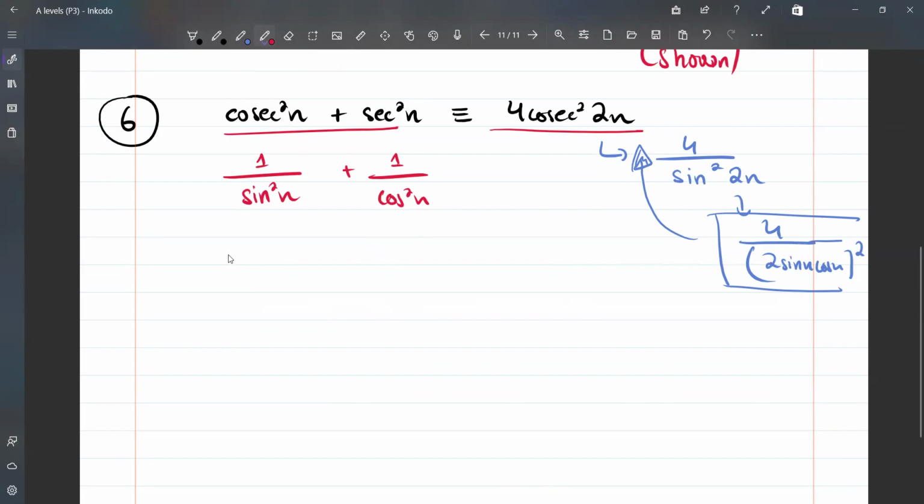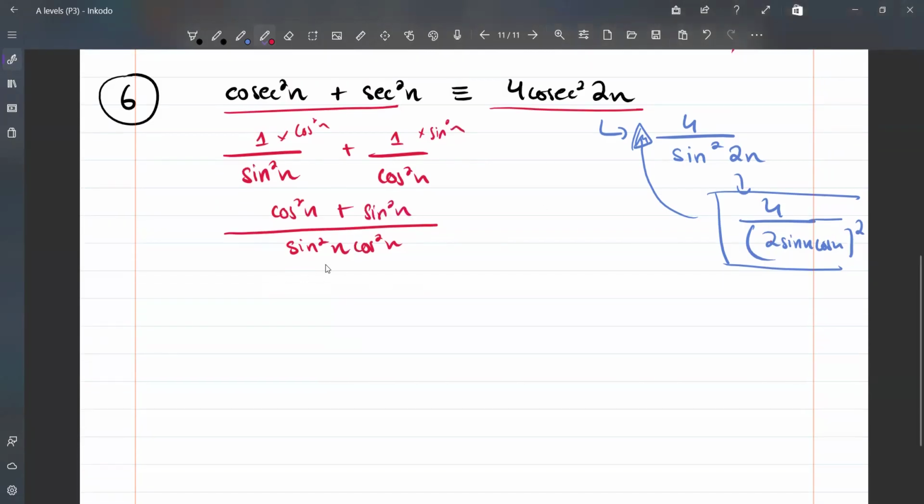So let's just do that. Sine square x, cos square x. This will multiply this by cos square x. We get cos square x here. And if we multiply it by sine square x, we get sine square x here. Now notice that sine square x plus cos square x is equal to 1. So we have 1 upon sine square x cos square x.